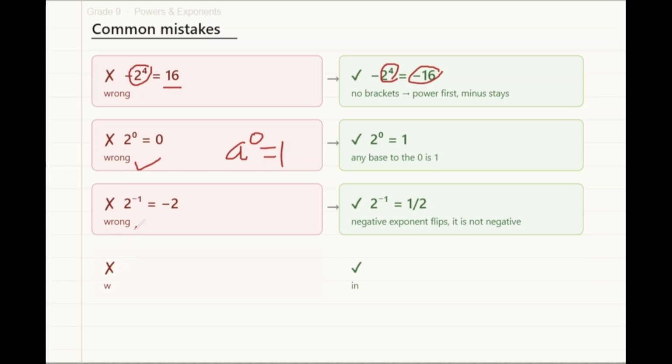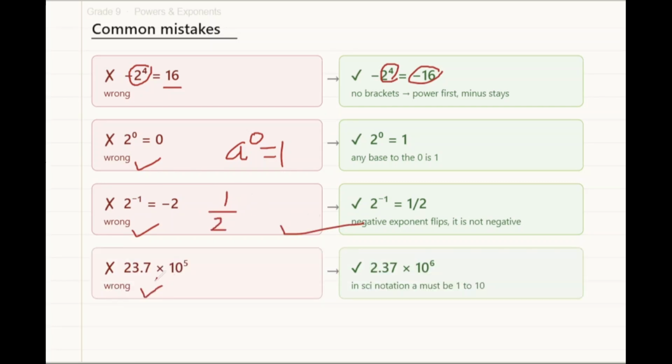The third one is 2 to the power negative 1 equal to negative 2. We have seen that whenever there is a negative exponent, you just flip it, right? So this will be 1 by 2. Now, the last one is basically an incorrect scientific notation, because we have seen that the number part of the scientific notation is always a number between 1 and 10, right? In this case, it is 23.7. So the correct way to write this will be 2.37 times 10 to the power 6. Slow down on the sign and brackets and you will get this right every time.